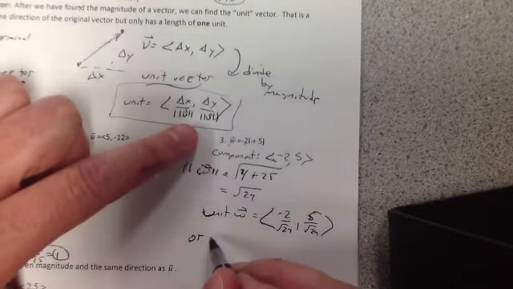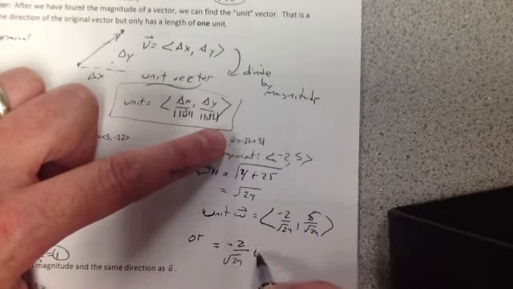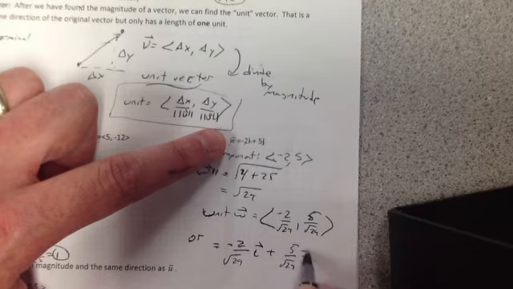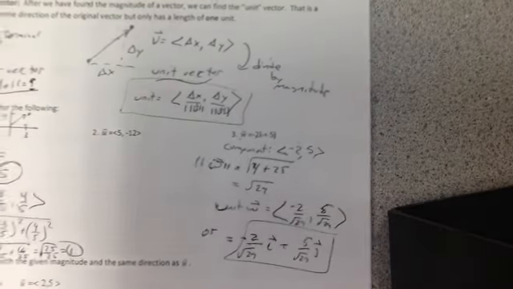Or if you want to keep it in the original form, it's going to be -2 over square root of 29 in the i direction plus 5 over square root of 29 in the j direction. Either one's acceptable for us. All right, pause if you need to.